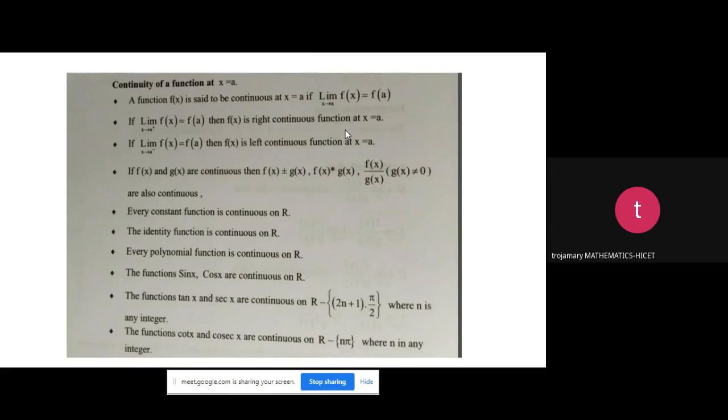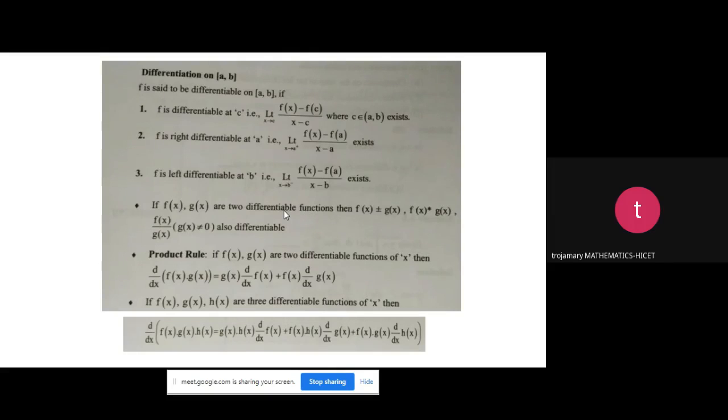Tan x and secant x are continuous on R minus (2n plus 1) into pi by 2, where n is any integer. The functions cot x and cosecant x are continuous on R minus n pi, where n is any integer. Now differentiation. A function f is differentiable at c if limit x tends to c of (f of x minus f of c) by (x minus c) exists. If this limit value exists, then the function is said to be differentiable. Okay, this no need to keep in mind.